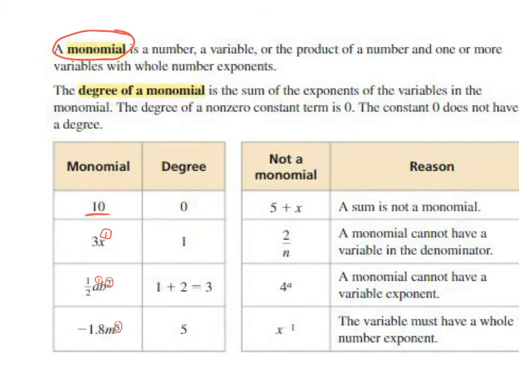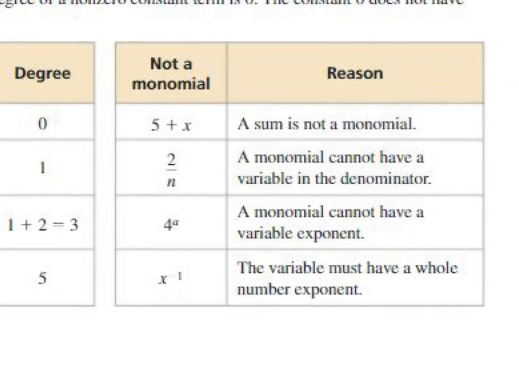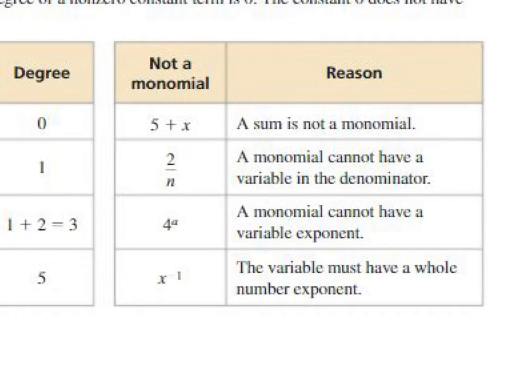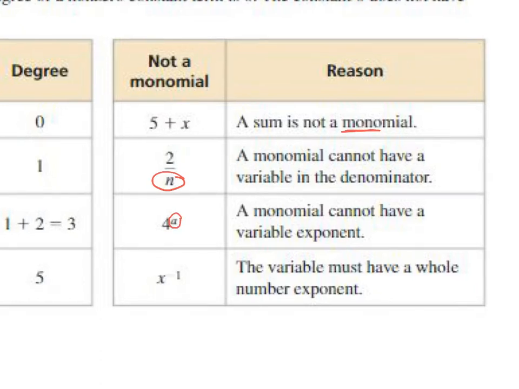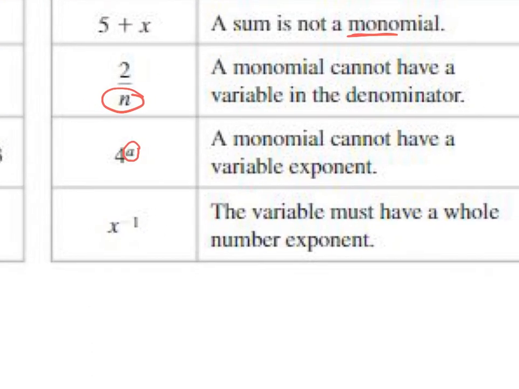These are not monomials, for different reasons. So 5 plus x is not a monomial. It's actually a binomial. There's two terms. Mono means 1. A monomial cannot have a variable in the denominator, so this is not a monomial. A monomial cannot have a variable for an exponent, so this is 4 to the a power. And the variable must have a whole number exponent. So this is x to the negative 1. So this does not work for us.